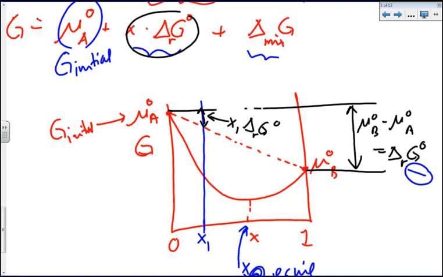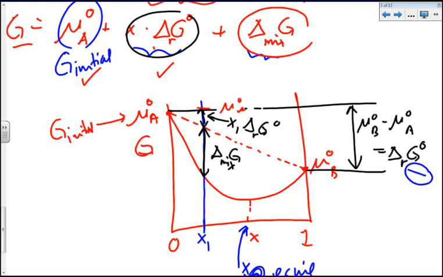And if you recall, the initial value is mu naught A, right? So this value right here is mu naught A. So we've accounted for this and this. So what's the difference between the actual G and these two? It will be delta G mixing. So this gap right here is the delta G for mixing.